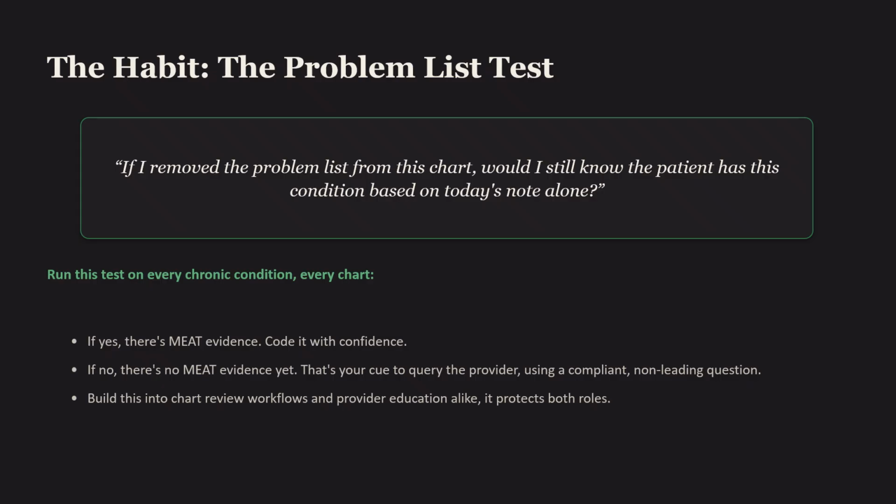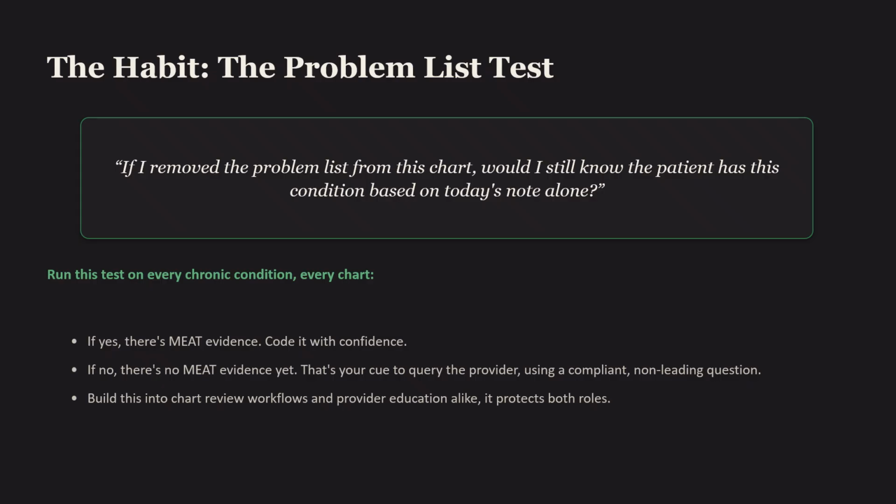If the answer is yes, you have MEET evidence. Code it with confidence, you've done the work correctly. But if the answer is no, that's your signal. There's no MEET evidence yet. And this is exactly the moment that a coder should query the provider, or the provider should use it as a litmus test to confirm that they have provided the needed documentation.